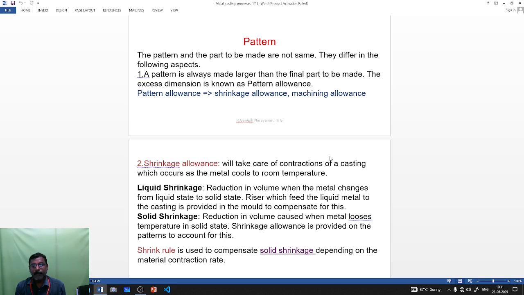Then a riser, which feeds liquid metal to the casting, is provided in the mold to compensate for the liquid shrinkage. Solid shrinkage is the reduction in volume of the casting when the metal loses temperature in solid state. Shrinkage allowance is provided on the pattern to account for this. Then a shrink rule is used to compensate for solid shrinkage depending on the material contraction rate.